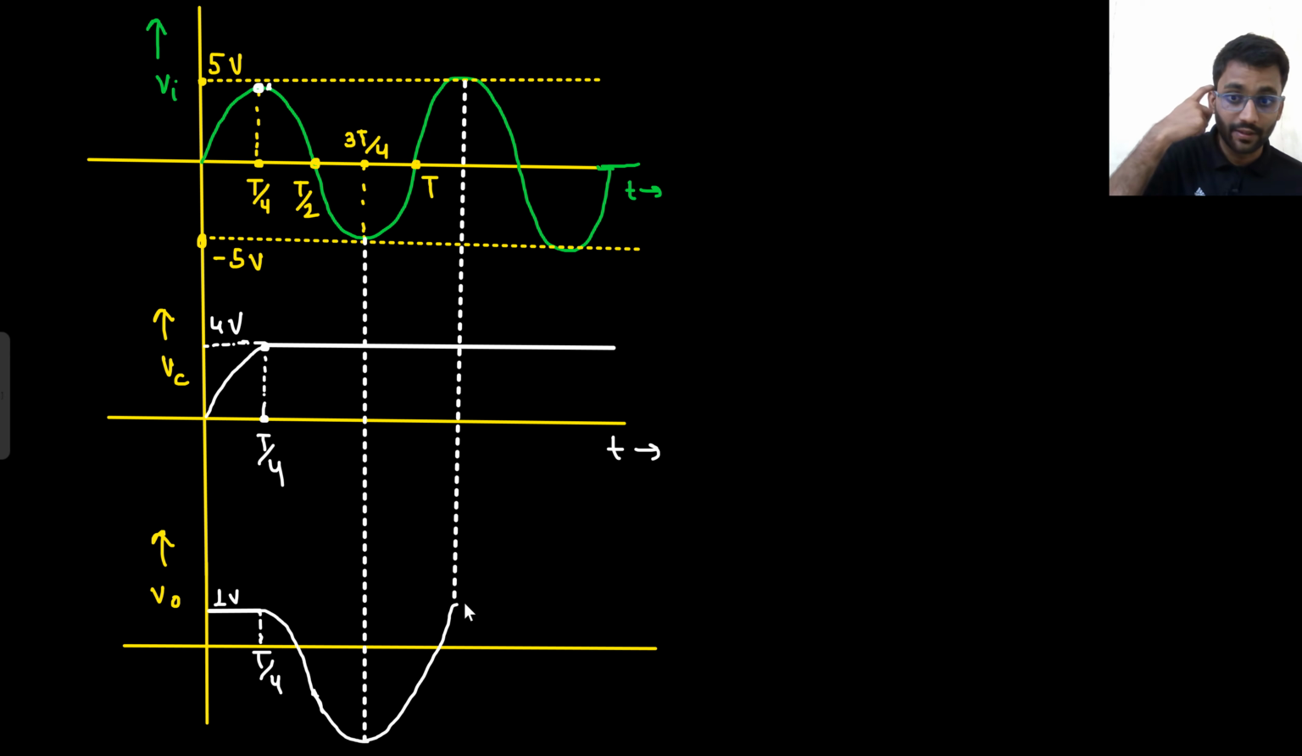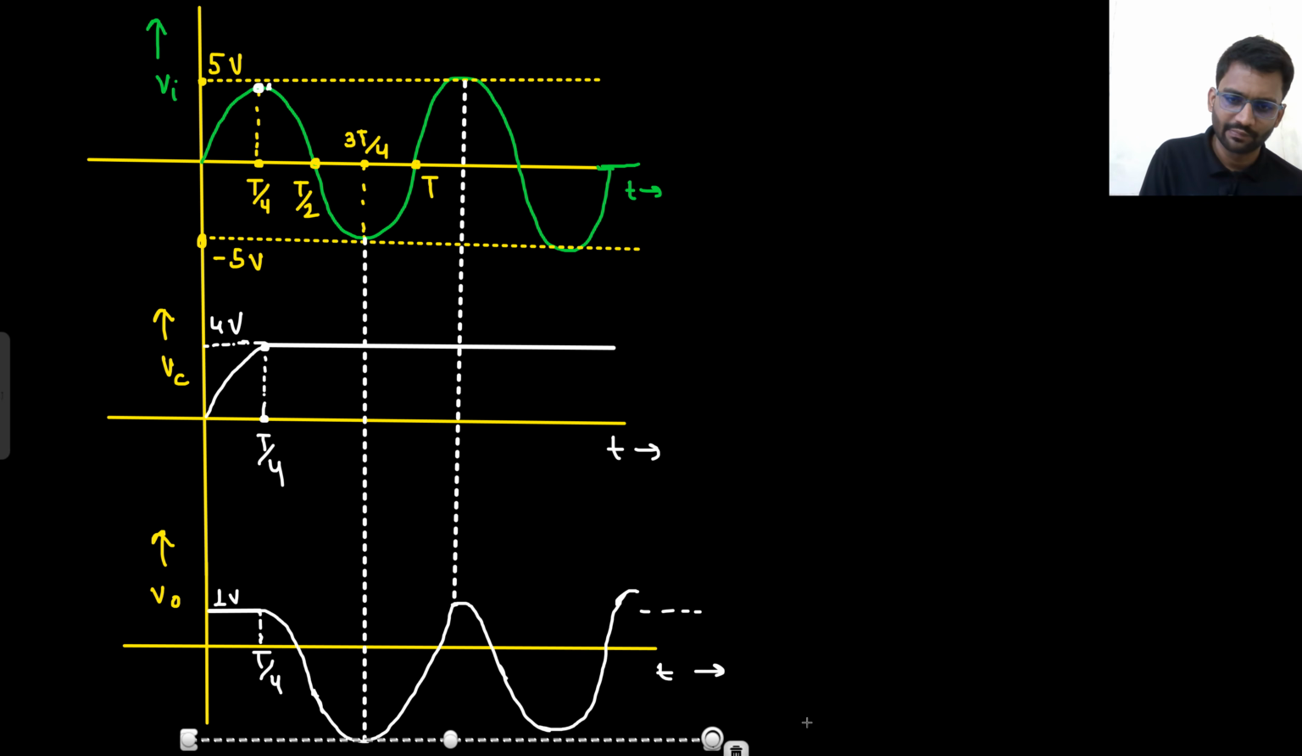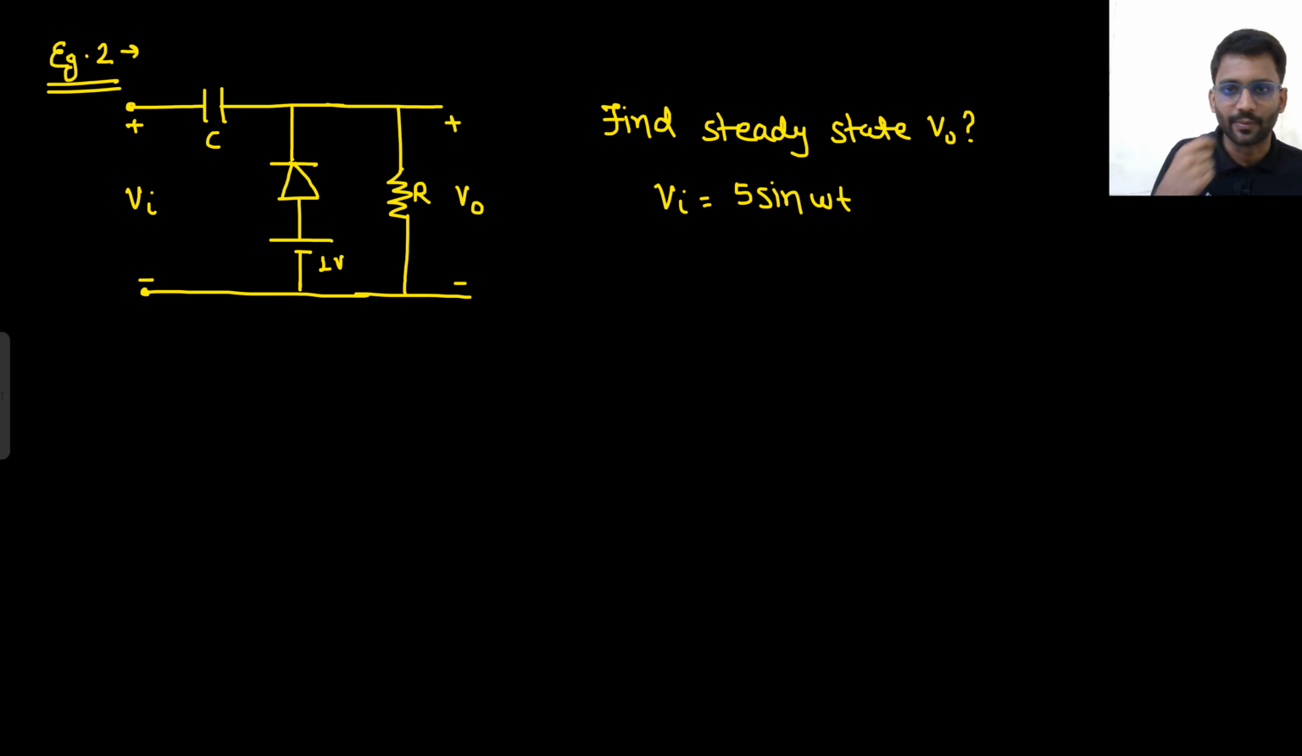And then it will again follow this input only. It will keep on going like this. It will follow like this only. Well and good. This point is minus 9 volt. Well and good. Let's move on to the next problem.